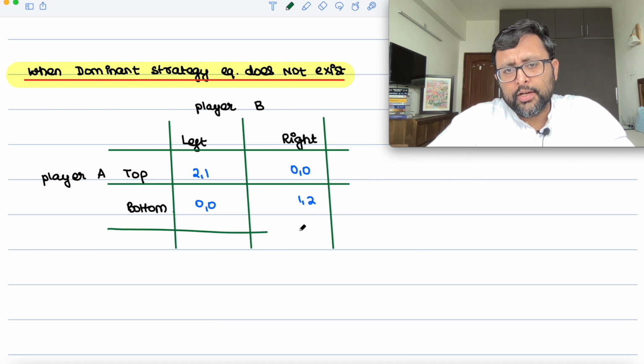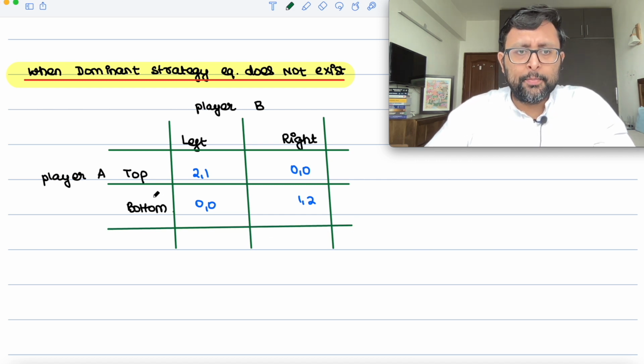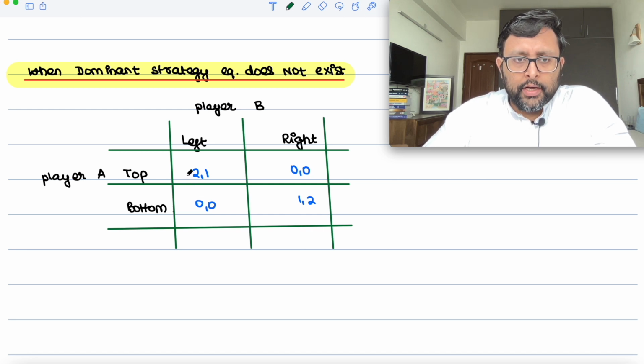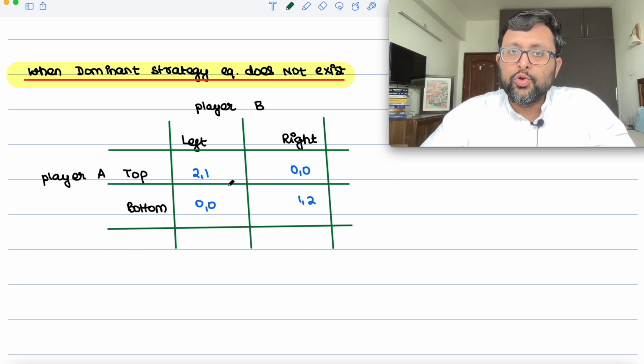Is there a dominant strategy? Just think about it. For player A, if he plays only top, 2 is better than 0. Yes, definitely, but 0 is not better than 1. So he will not play top. Top is not the dominant strategy, and similarly, not even bottom. 0 is not better than 2. So there is no dominant strategy for player A.